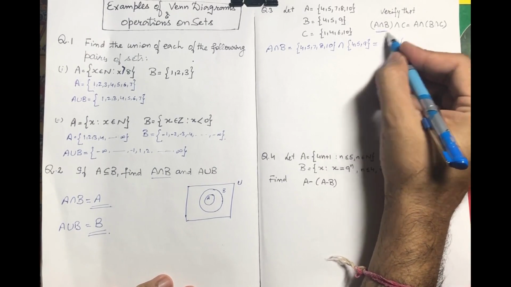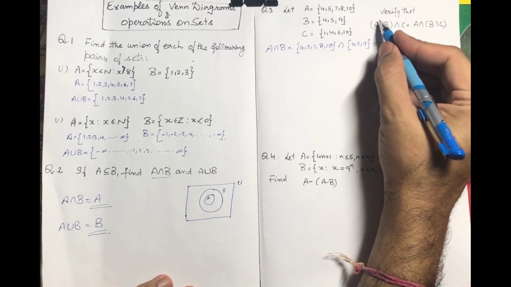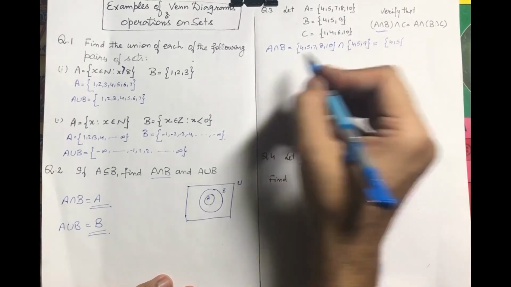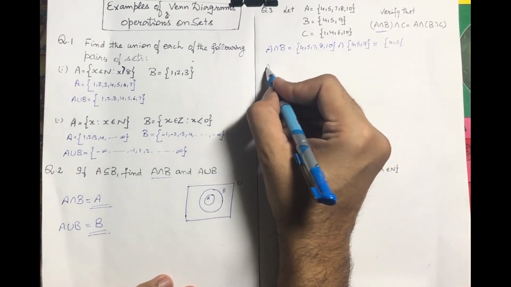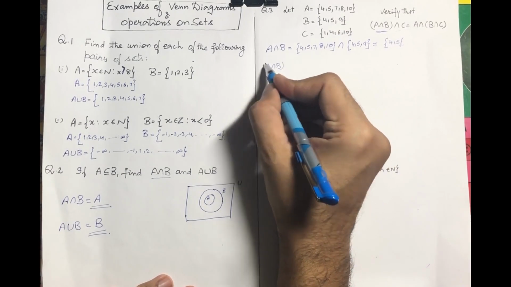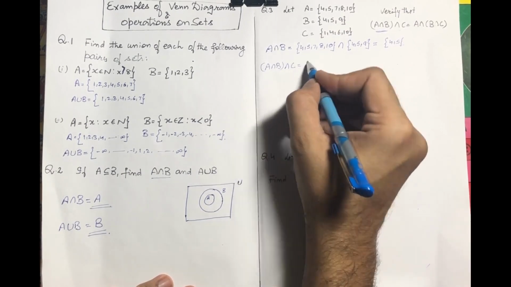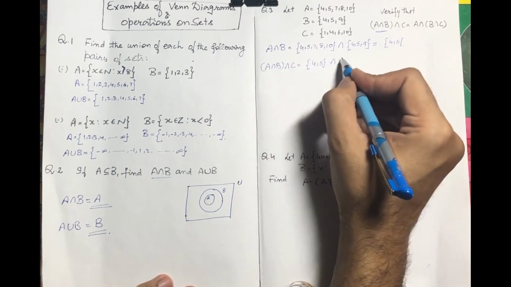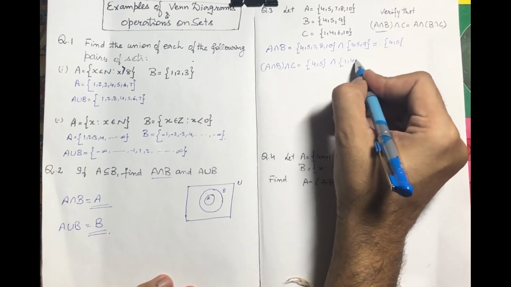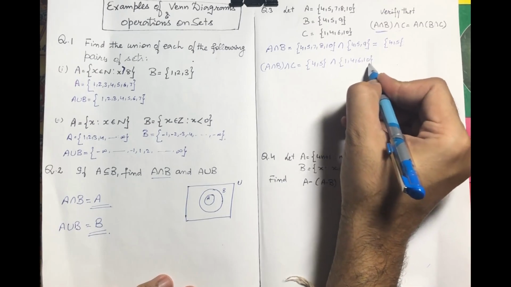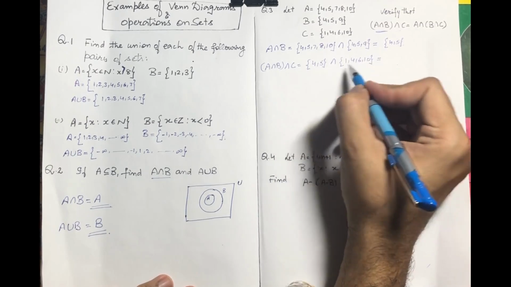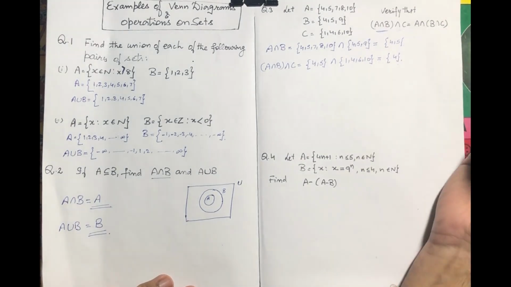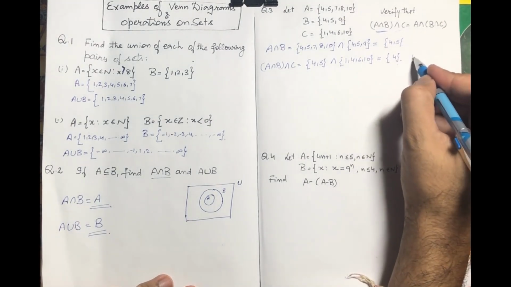Now to complete the left hand side, intersection of this set with this C. So this we already calculated. A intersection B intersection C is, A intersection B is 4, 5. C is 1, 4, 6, 10. So what we get? Anything common? 4. Singleton set. So this is the left hand side.